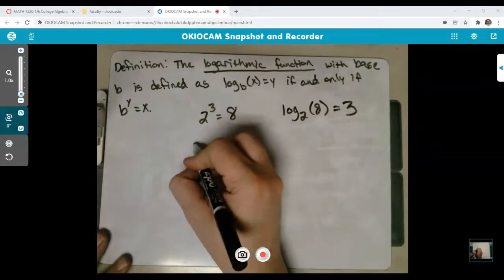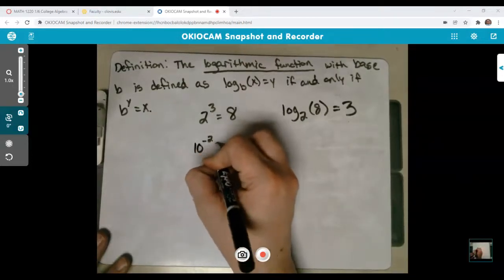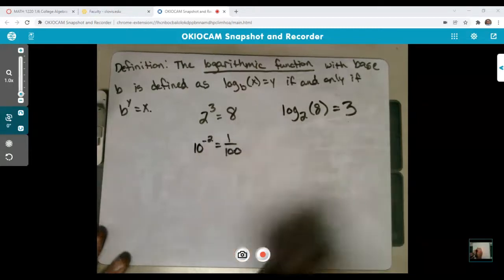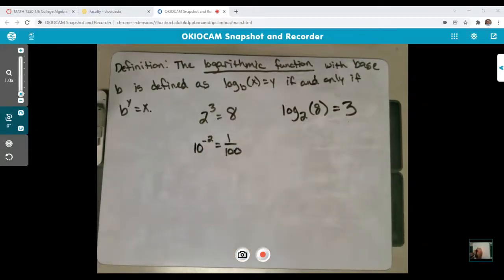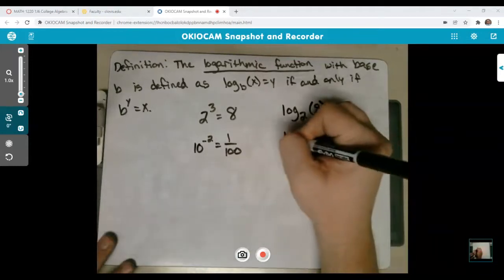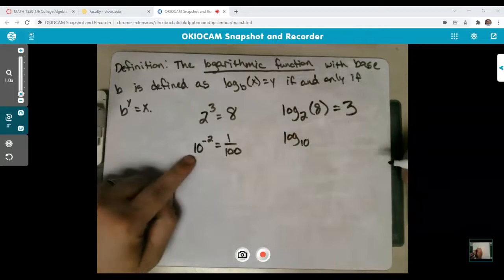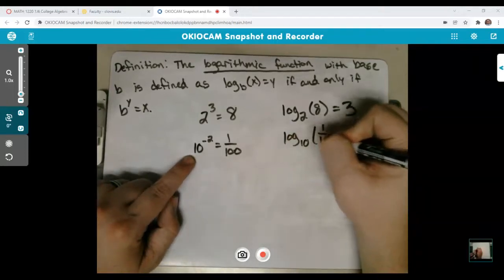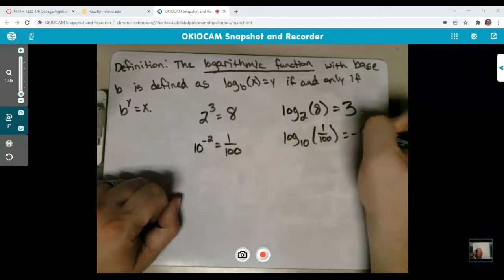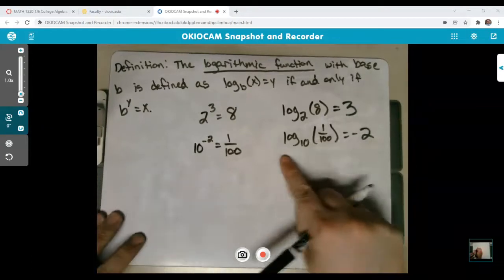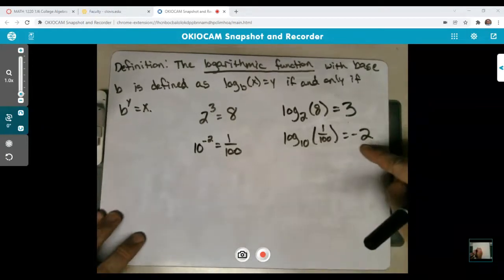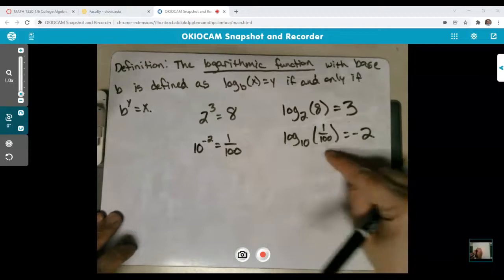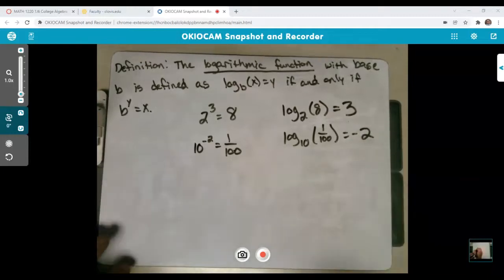So just like we know 10 to the power of negative 2 is equal to 1 over 100. We know that. So I can rewrite that as a logarithm by saying log base 10, because my base is 10, of 1 over 100 is equal to negative 2. Again, because a logarithm tells me what the power is.